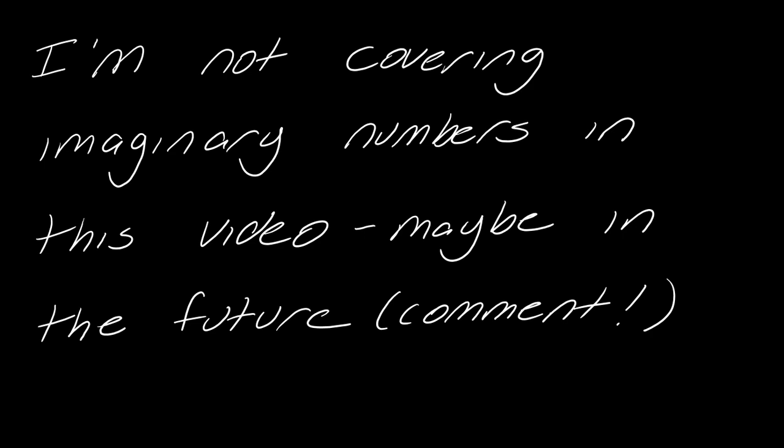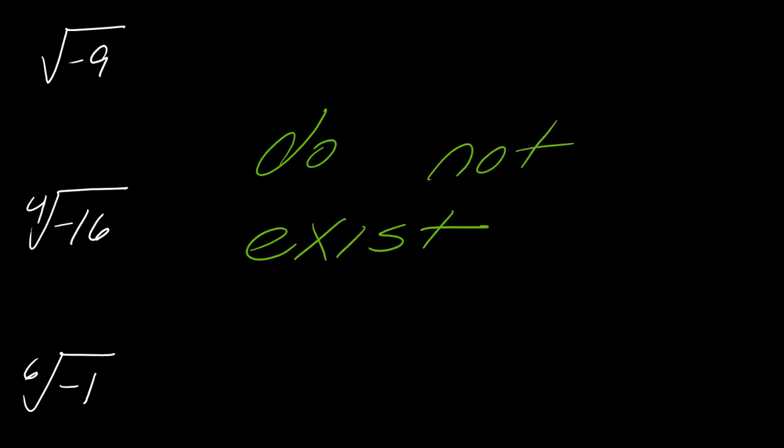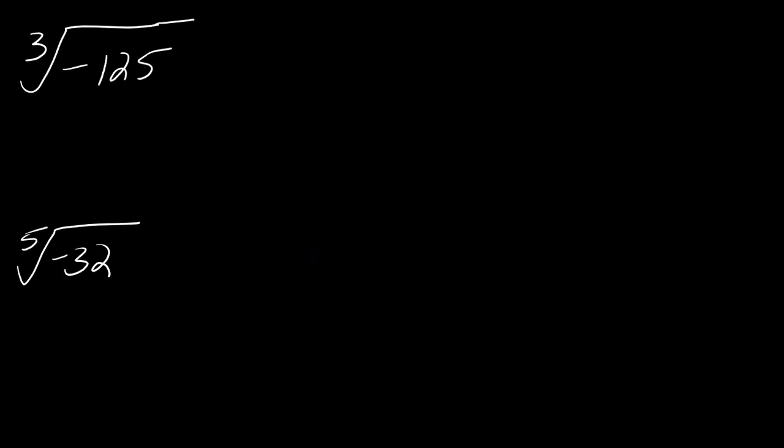Okay, so just to summarize, square root of negative 9, 4th root of negative 16, 6th root of negative 1. For right now, all of these do not exist, at least for this video. Now, some of you probably know this one does exist, but these 2 still do not exist. Okay, so that's kind of the key thing that we've got to remember. Now, what about for odd roots?